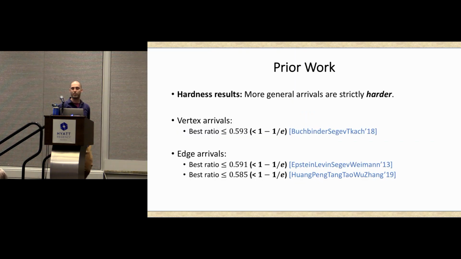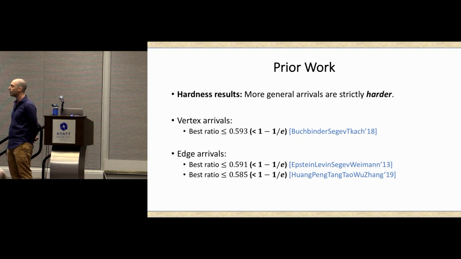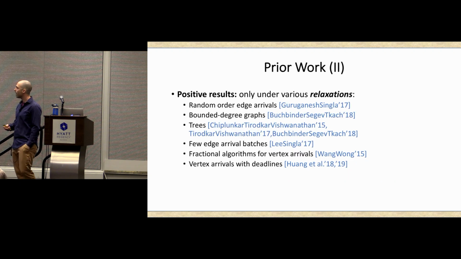Okay, so what's known about this problem? First of all, we know this problem is strictly harder than the bipartite one-sided vertex arrival problem of KVV, and both of these problems have hardness results that are strictly below 1 - 1/e. So we cannot do 1 - 1/e, but can we do better than 1/2, just anything above the greedy algorithm's ratio? Despite a lot of work on this problem, the only positive results we have are under all kinds of relaxations and assumptions. At least some of these works motivated these relaxations by saying that online matching under edge arrivals seems very challenging, or at least that beating the greedy algorithm in this model seems challenging.